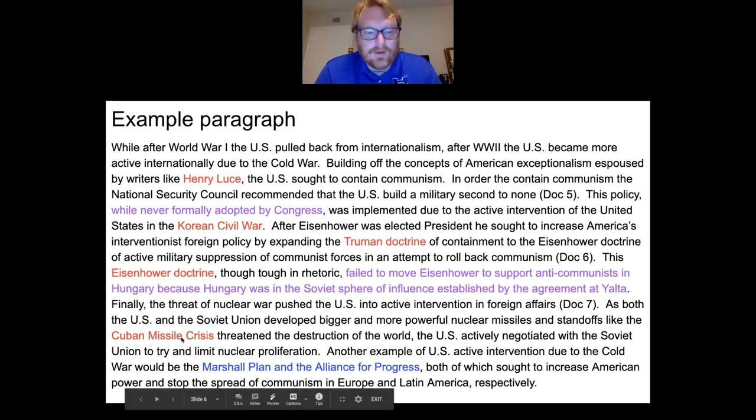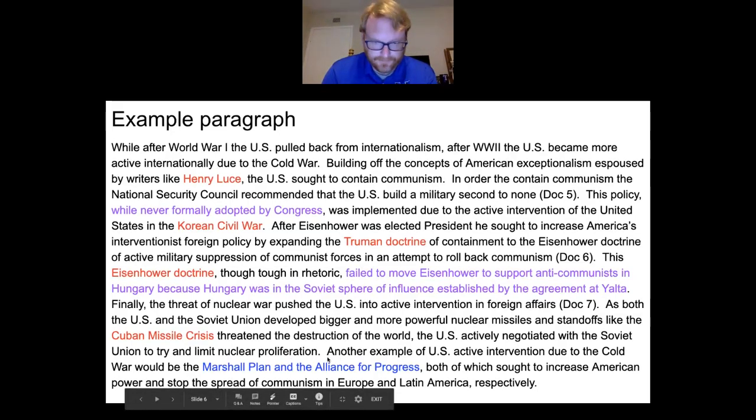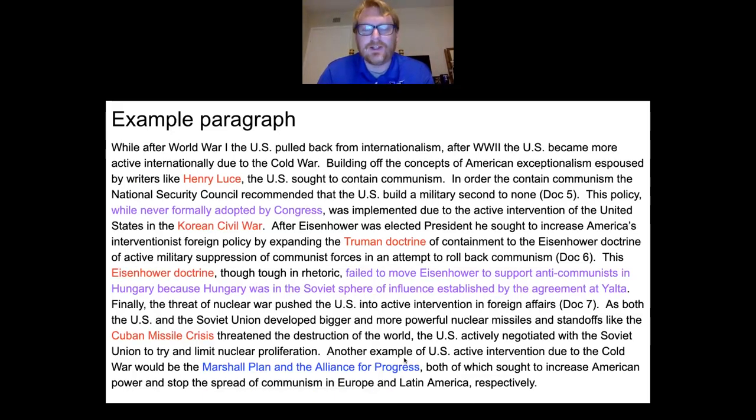So again, now we've given you historical situation and so forth. Another example of U.S. active intervention due to the Cold War, and here is my outside fact. So when you look at it, and I always start it with another example, right? Because that just highlights to the reader, this is my outside fact. This is the extra piece of information I'm bringing in to prove that I know more about this topic than just the documents.